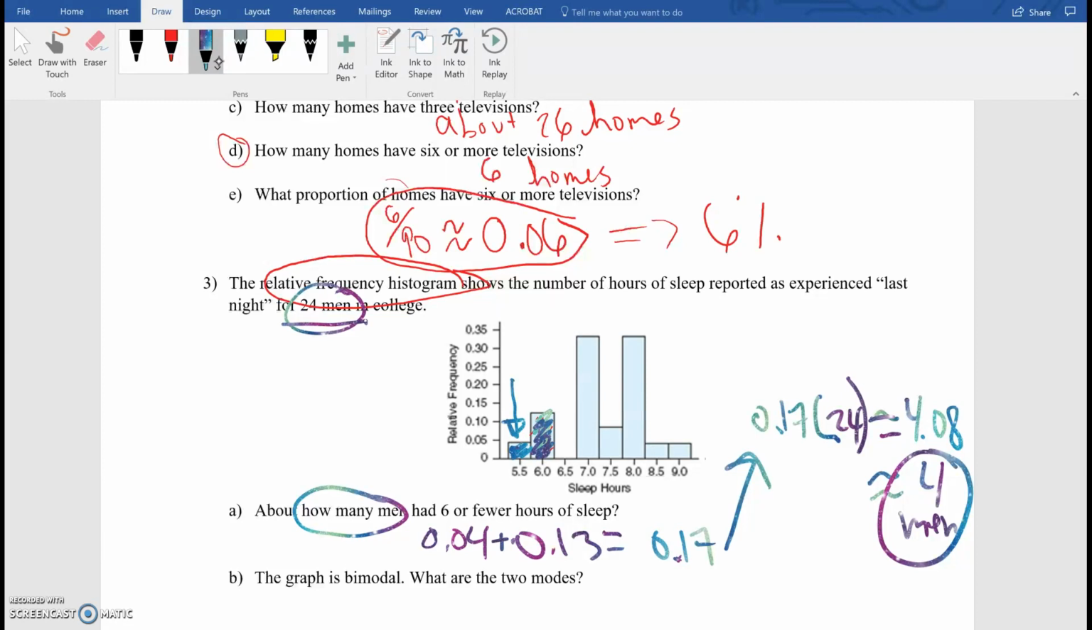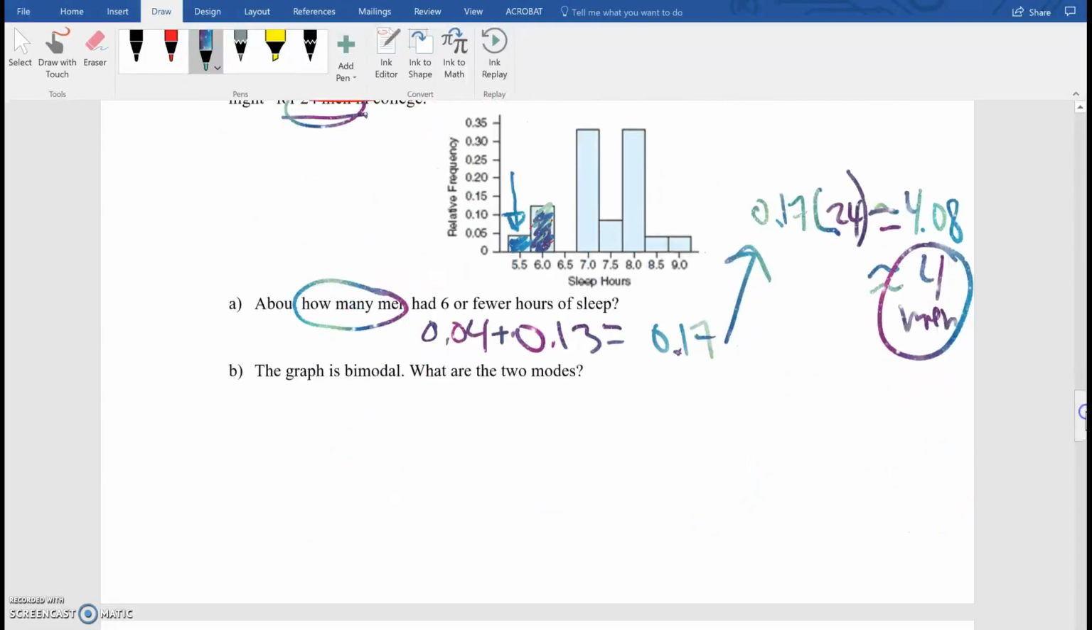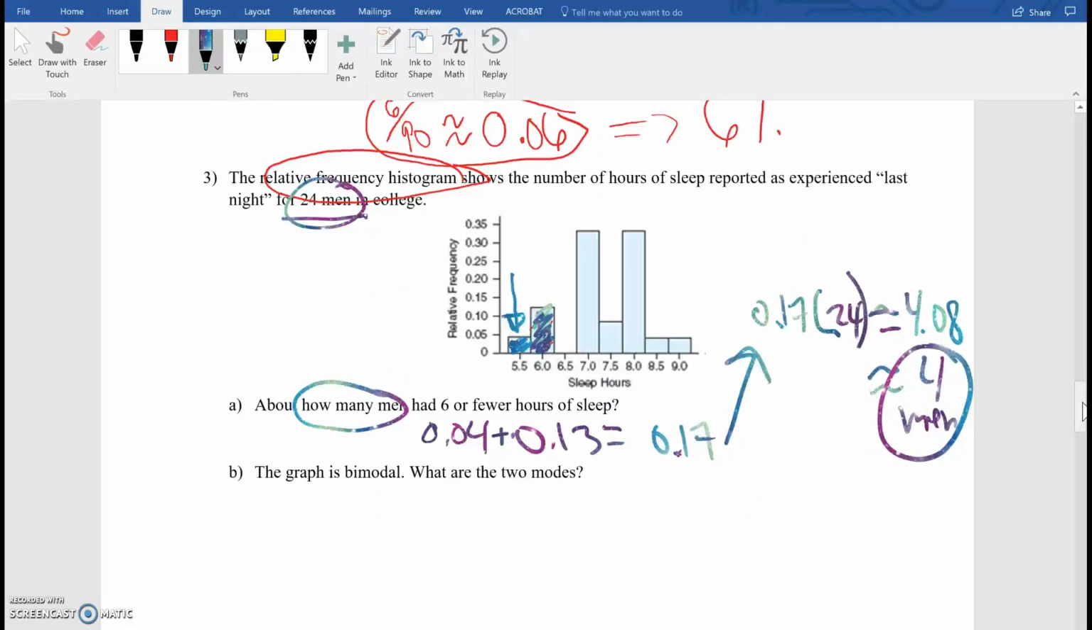Okay, last problem before this video gets even longer, right? The graph is bimodal. What are the two modes? Okay, well, this is what we're going to be covering next week, right? So modes are the ones that are the most frequent, right? So which hours of sleep were the most frequent? Well, we're just going to look at the graphs. Which one's the highest one? Well, in this case it's 7, and in this case it's 8. So we say that the two modes are 7 and 8 hours. Okay. All right.